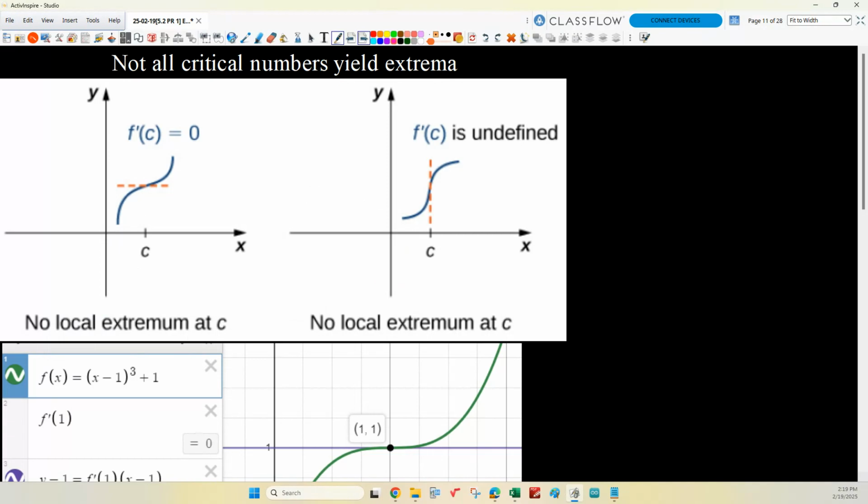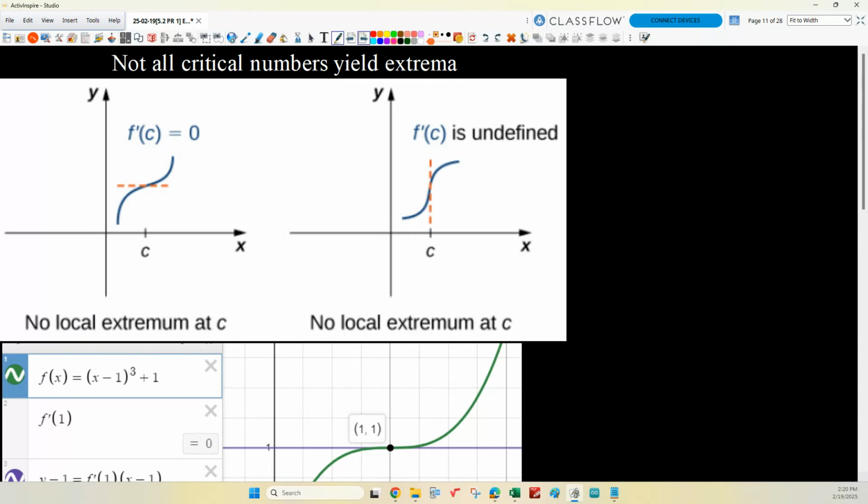Okay, but not all critical numbers are going to turn out to be extrema. There could be places where the derivative is equal to 0 or where it's undefined that don't correspond to peaks and valleys. Here are some examples. An inflection point like this. This isn't a great drawing, but imagine you have a function that comes up, levels out, and then keeps going up, like an x cubed function, for example.